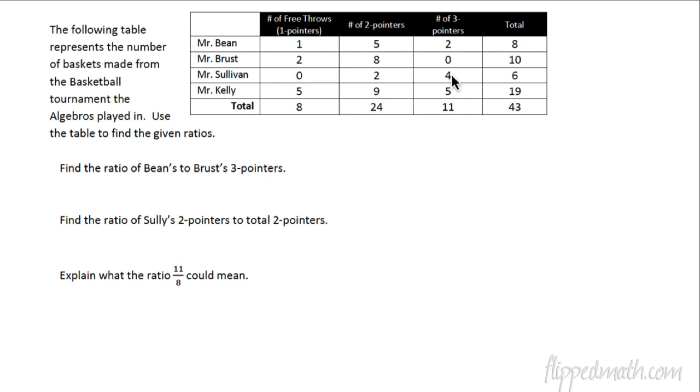So all I need to do is look here where it says 3-pointers. Mr. Bean had 2 3-pointers. Mr. Brust had 0. So let's write that out. Here's how I can write that out using words: 2 to 0, and I put Bean and Brust. Always good to include those units.